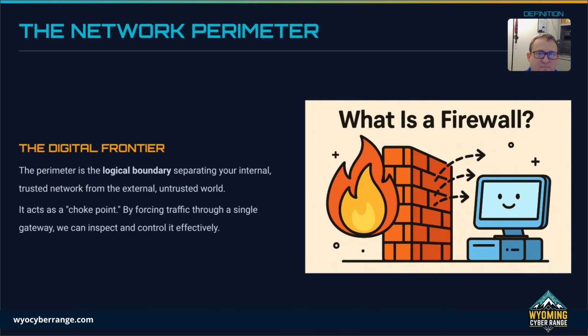That brings us to the concept of the network perimeter, or what we like to call the digital frontier. This is the logical boundary that separates the trusted internal network from our untrusted external world. We treat this as the choke point. By forcing all traffic to pass through this single gateway, we can inspect it, control it, and log it effectively. You cannot secure what you cannot see.